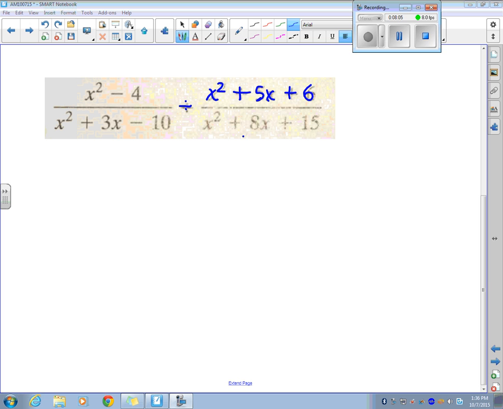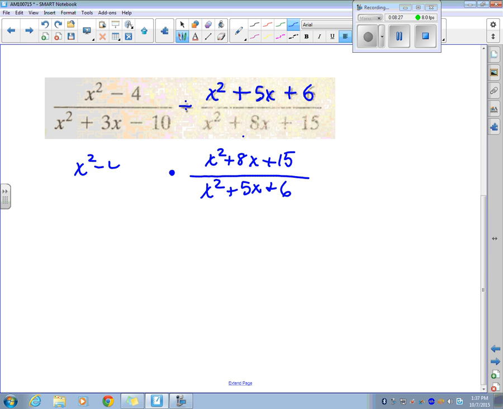So as I factor this, I'm going to put x squared plus 8x plus 15 on the top and x squared plus 5x plus 6 on the bottom, and change this to multiplication. Because when we divide fractions, we multiply by the reciprocal. So all I've done so far is to rewrite the problem. Okay? You can pause it here if you need to take a closer look, or if you want to try and factor it now.